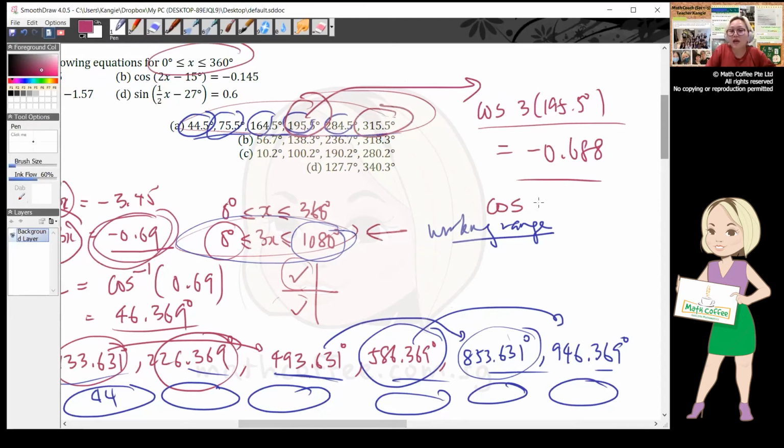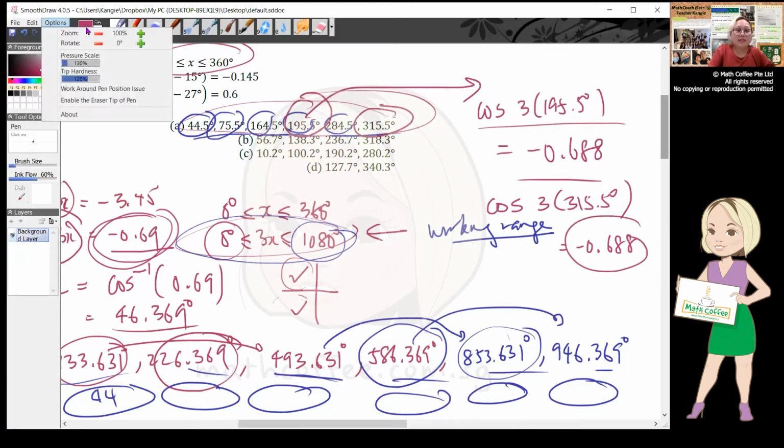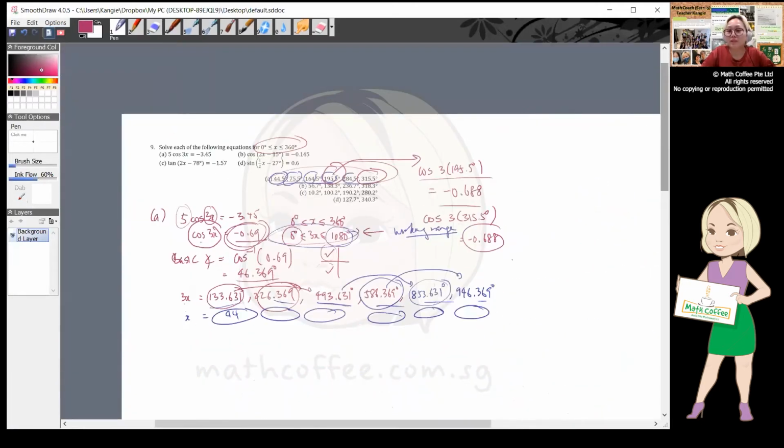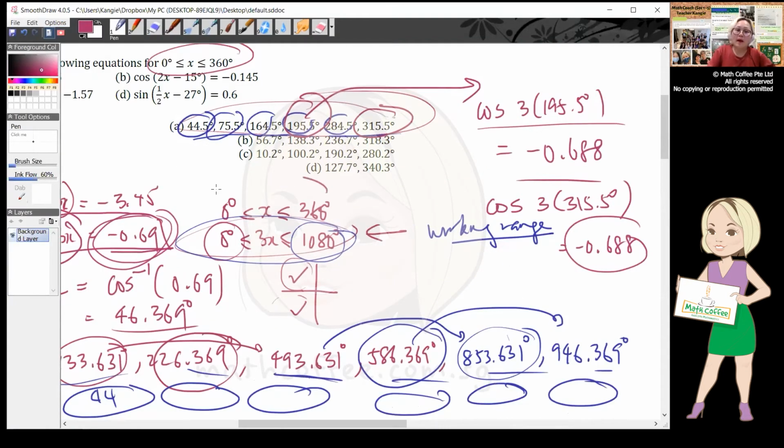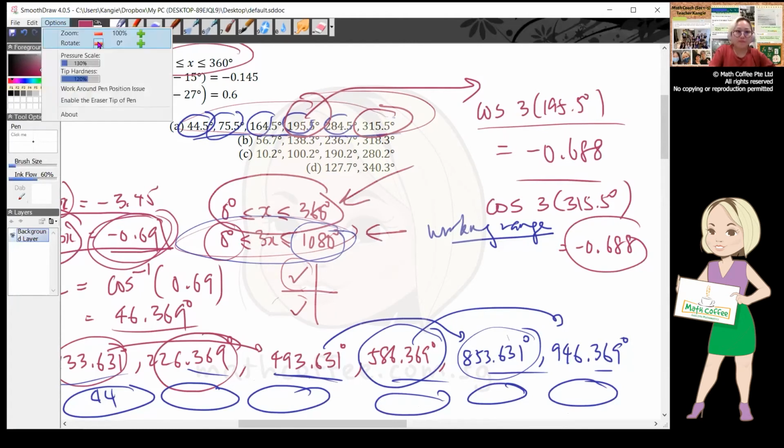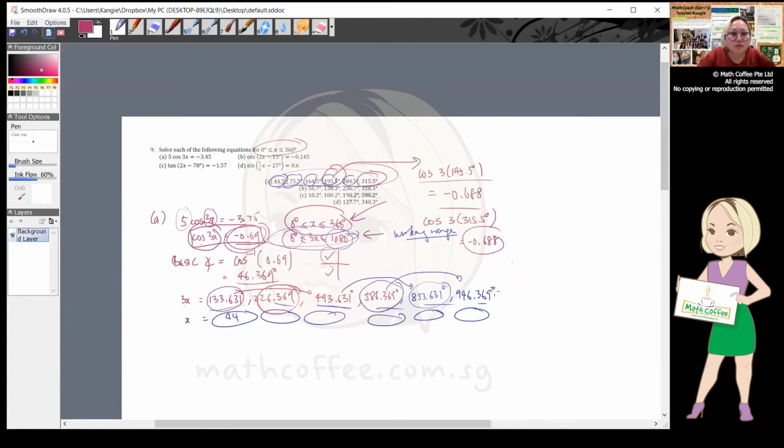So you see, if I'm going to key in the same thing, cosine 3 times 315.5 degree, again it will give you negative 0.688. So what I'm trying to find is all the possible x values that will make this equation true. I will have a lot of answers when they did not give me a range. You understand? Okay, so that's for question 9A.